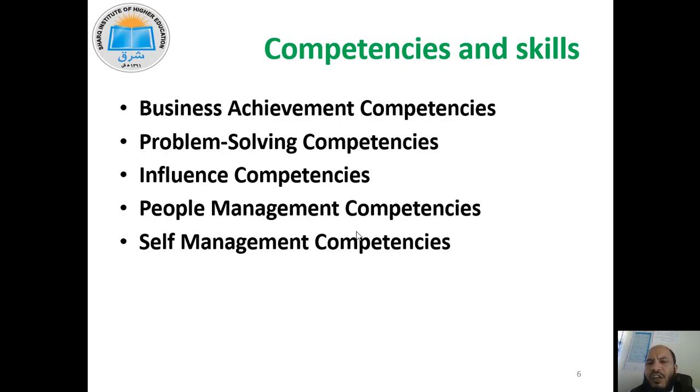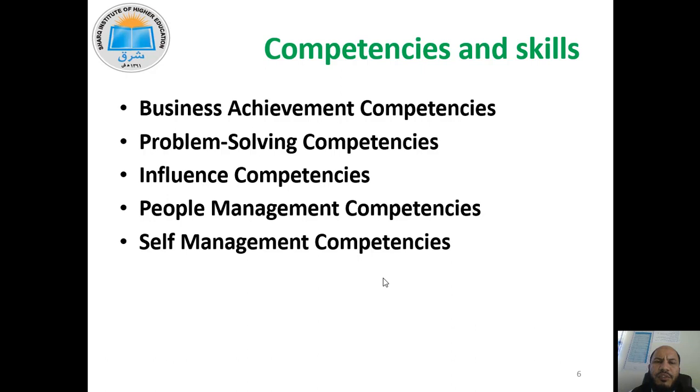So if someone asks you what the competencies and skills of project managers are, your answer should be: the project manager should have business achievement competencies, problem solving competencies, influencing competencies, people management competencies, and also self management competencies. So let's explain all these competencies one by one.